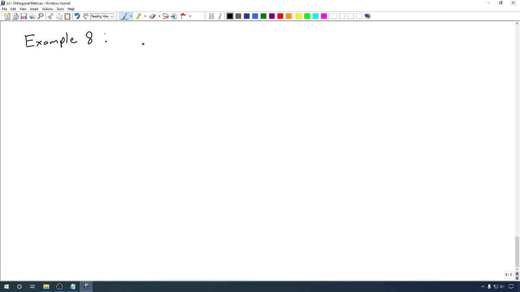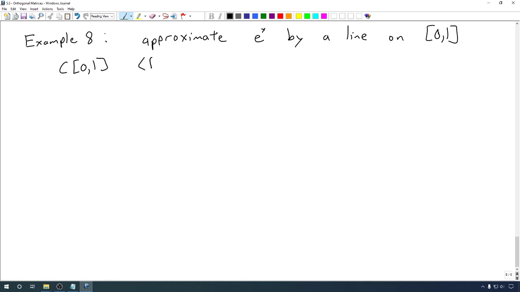And what we're doing here is we're going to approximate the function e to the x by a line. Now, we have to be very specific here on the interval 0 to 1. We have to work with a particular vector space that we can actually put an inner product on. So we're going to be working in C of 0, 1. We're going to use the inner product, where the inner product of f and g is the integral from 0 to 1 of the product of f and g.